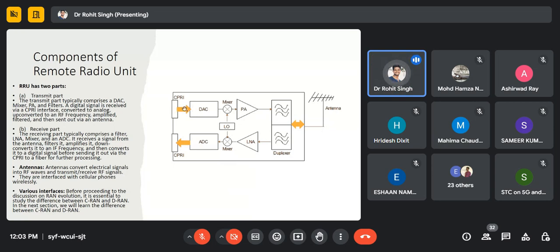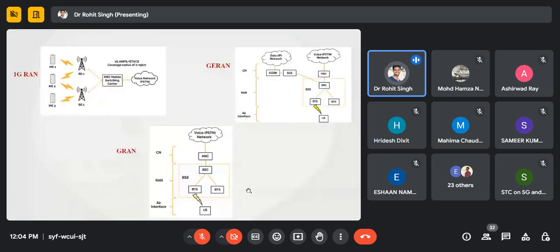So as you can see here, before the transmission, all your digital messages are converted into analog using a DAC, digital to analog converter. Then they are amplified and then transmitted into space. Conversely, at the receiver end, the signal is passed through the low noise amplifier and then converted back from analog to digital. So this is an overview of different RAN, radio access networks.